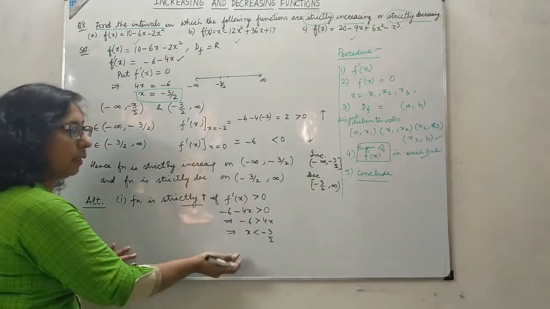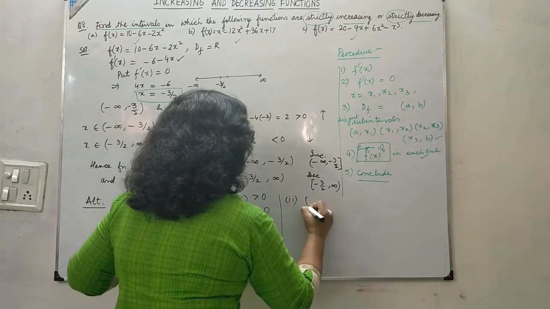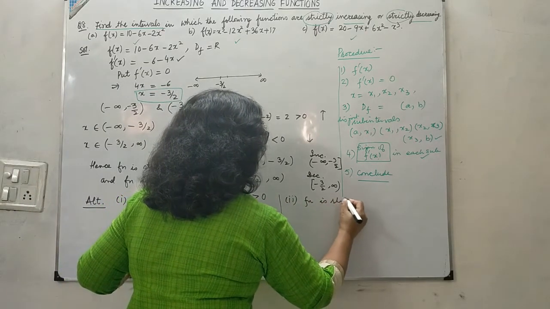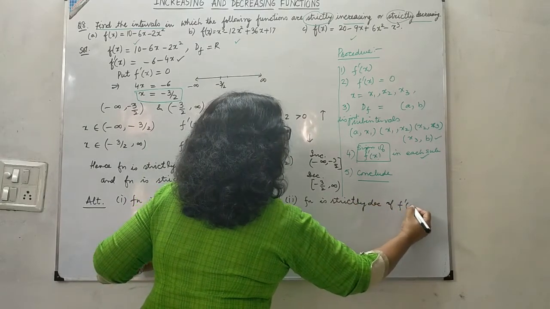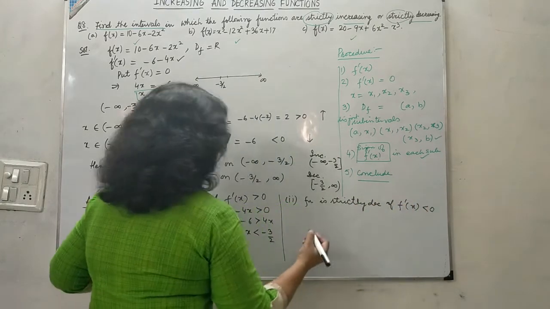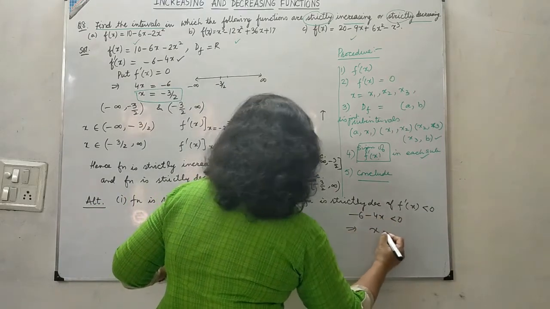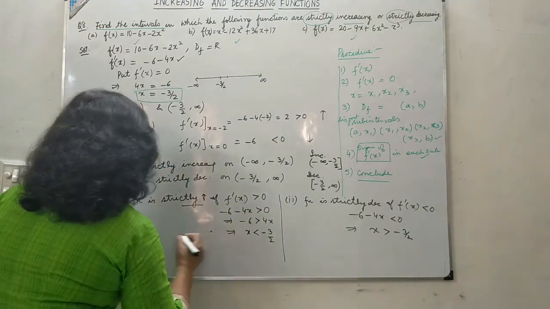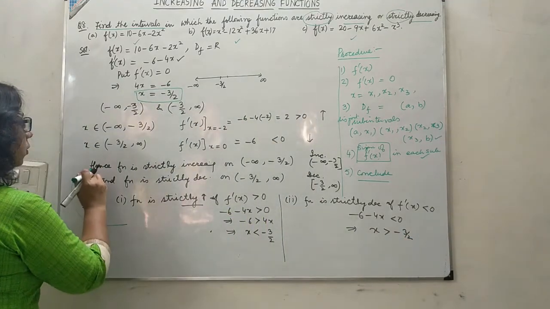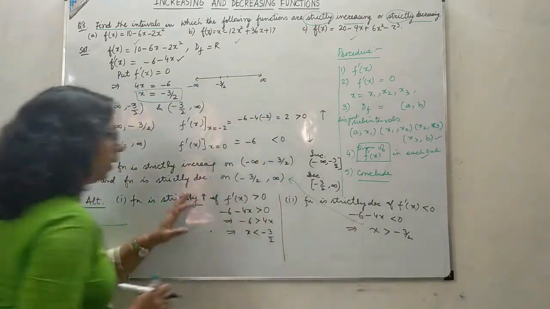You can also solve the inequalities to find this, right? And second, the function is strictly decreasing if f dash x is less than 0. So minus 6 minus 4x less than 0. From here I conclude x is greater than minus 3 by 2, and the result will remain the same as we have concluded earlier. You can apply any of the procedures here.